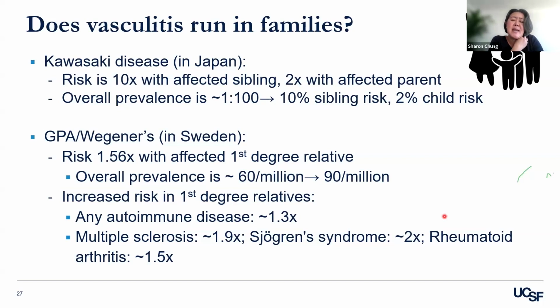This study was actually interesting in that they looked at diseases besides vasculitis. And what they saw is that there's an increased risk of any autoimmune disease in the first-degree relatives of patients with GPA. So your risk of any autoimmune disease is about 30% higher than the general population. And your family members' risk of specific autoimmune diseases such as multiple sclerosis or Sjogren's syndrome or rheumatoid arthritis ranges from about 1.5 to 2 times higher than the general population.